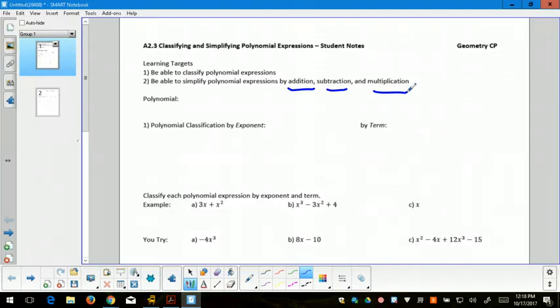A polynomial, those of you who have Greek or Latin roots already know what this word means. Many numbers, or many expressions, usually involving the same variable or variables. We can have polynomials that have more than one variable. For now, we're not dealing with that. We're dealing with ones that have one variable. But that variable could have different powers, different exponents. Okay? So many expressions, we would have different exponents.